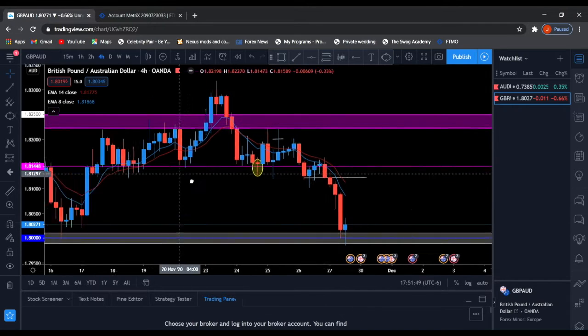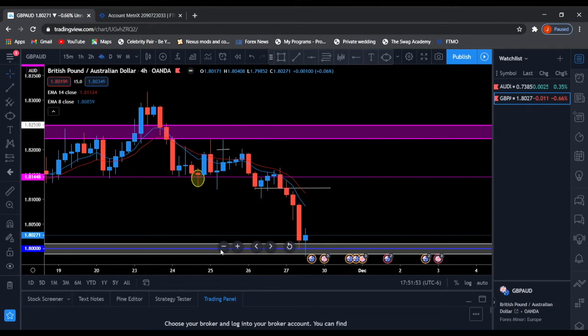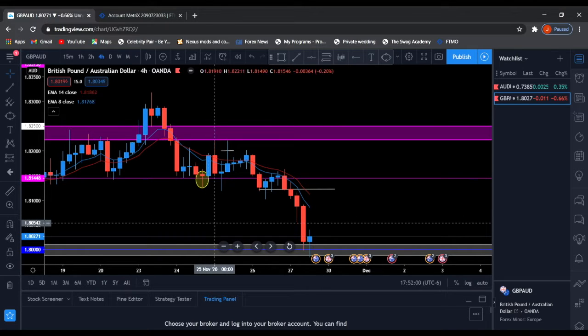GBP AUD. So I traded two pairs, GBP AUD and AUD USD. Those are the only two pairs that I trade. Those are the only two pairs that I focus on.